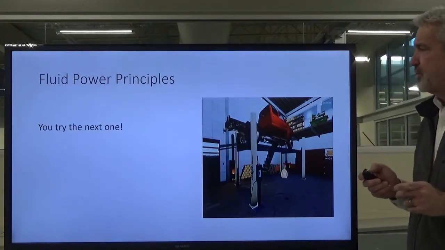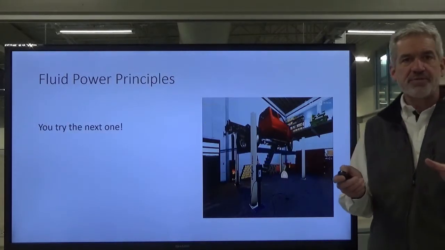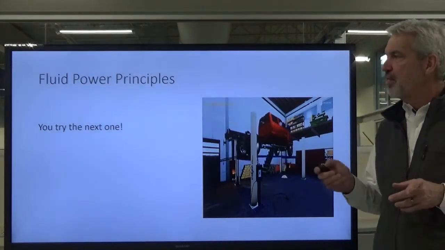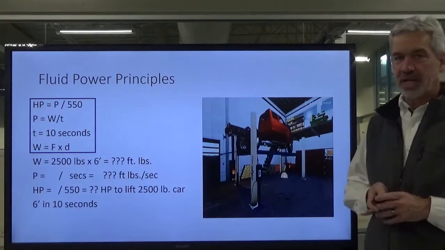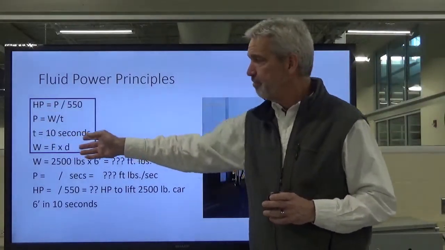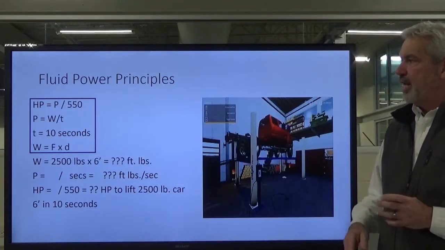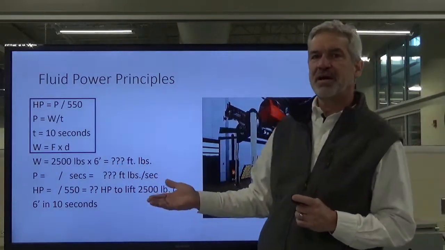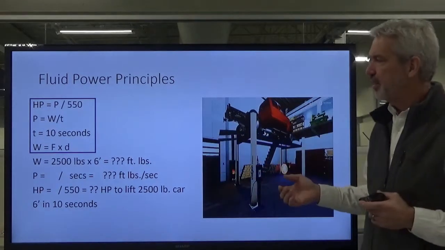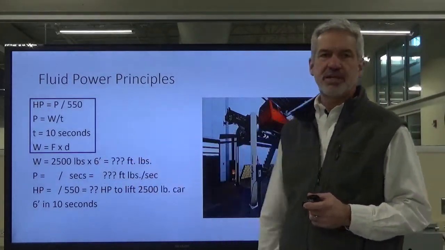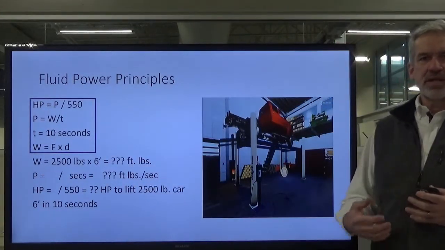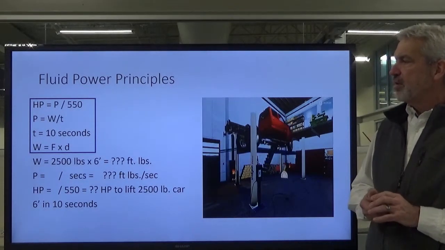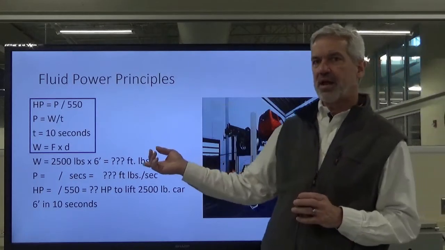Now, I want you to try this next one for me, okay? You can shut this off, and when I come back, I will have the answer for you in the next video. But here's what I want you to try to figure out. Again, I'm giving you the formula right here. I want to raise, instead of a 5,000 pound truck, a 2,500 pound vehicle, car, truck, it doesn't matter, okay? I want to raise it 6 feet. Well, we said that was our work. That's the amount of work we need to do, okay? So 2,500 times 6 is going to give us how many foot-pounds?